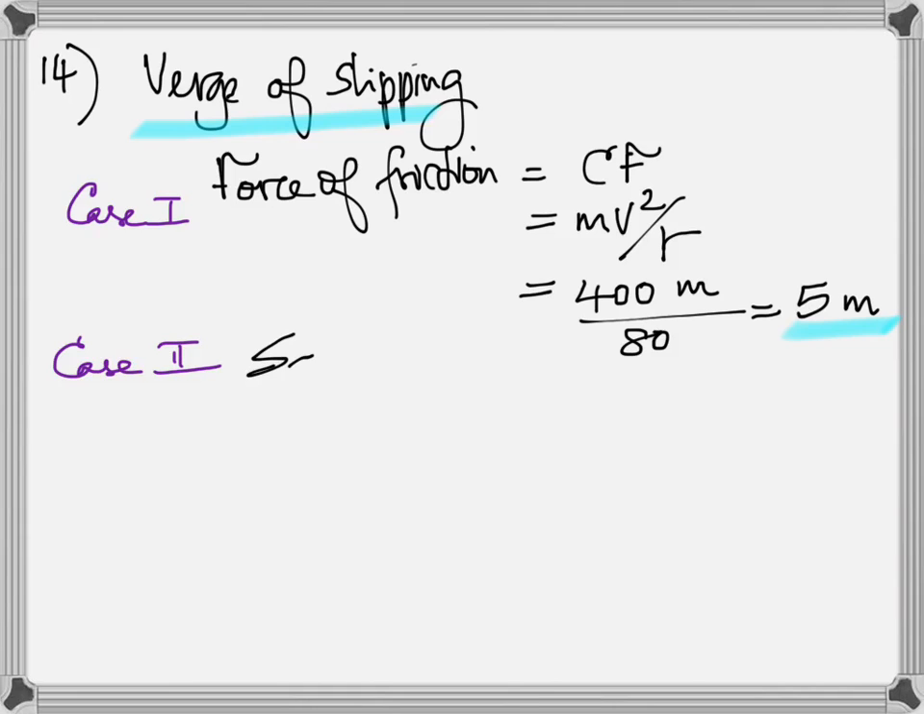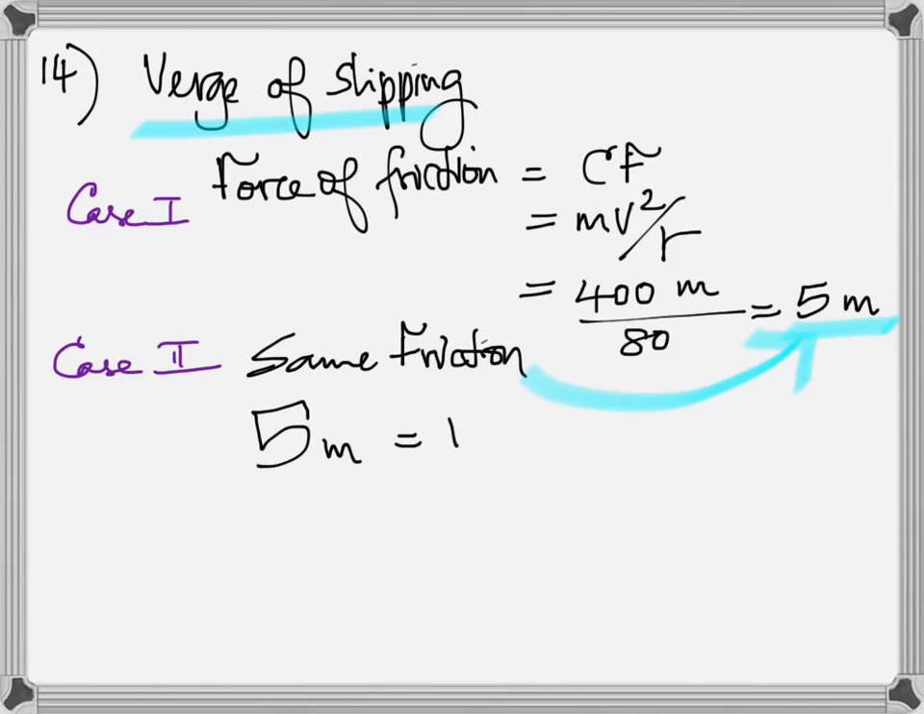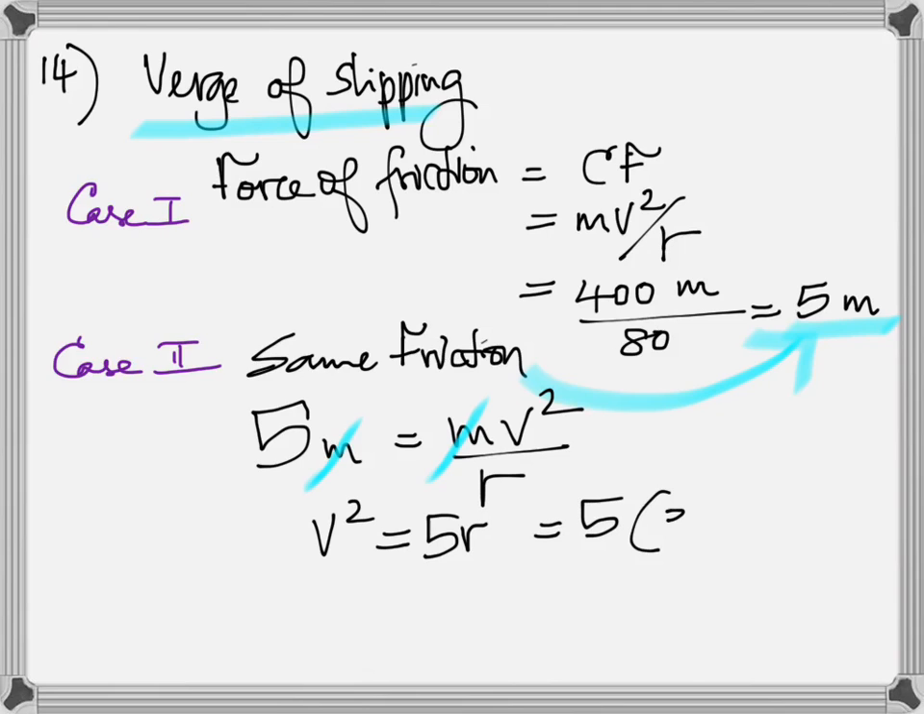Case 2. Now we know the force of friction is 5 times m, isn't it? It's the same friction, okay? Same friction, so 5 times the mass is equal to mv squared by r. Again, the masses get cancelled. You're looking for the velocity. Make that the subject. 5 times 320, 1600. Take the square root of that, and that should give you 40 meter per second.